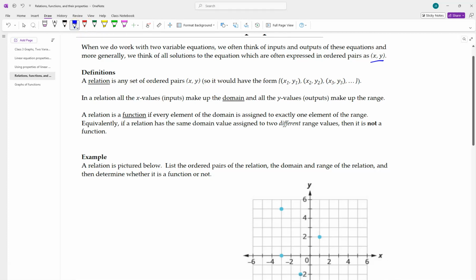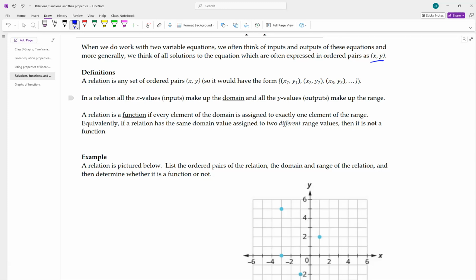When we think of a collection of ordered pairs, we typically call that a relation. Somehow we have x's that relate to y's. We don't necessarily always have a rule, but there's just a collection. So we have that as our relation. Specifically, when we're in the relation, all the x values, all those inputs, make up the domain, and all the y values make up the range. We've probably heard these words already.